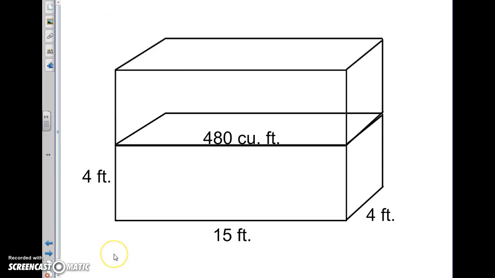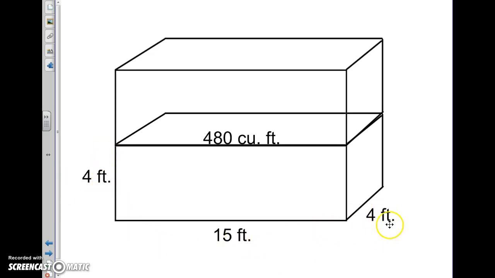Okay, so if we take a look at this, the way that I've stacked them, the length has not changed at all. It's still 15 feet. We can see that the width here is still 4 feet. But what has changed is the height. The height now is 4 feet from here to here and another 4 feet. It's like adding a whole other layer, another story to a building.